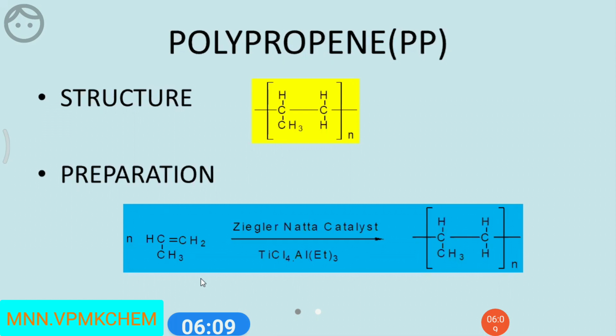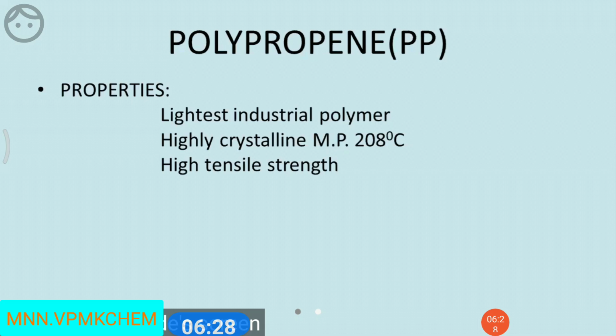Propene undergoes polymerization with Ziegler-Natta catalyst, and we get a stereoregular polymer called polypropylene or PP. The properties of polypropylene: it is the lightest industrial polymer, highly crystalline, and its melting point is 208 degrees Celsius.